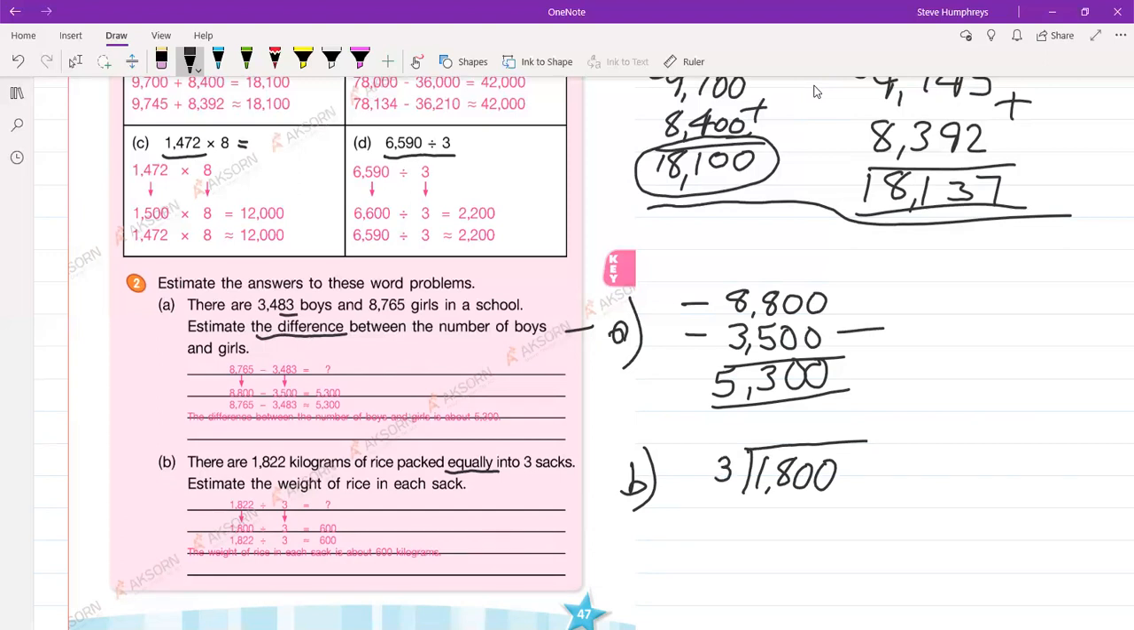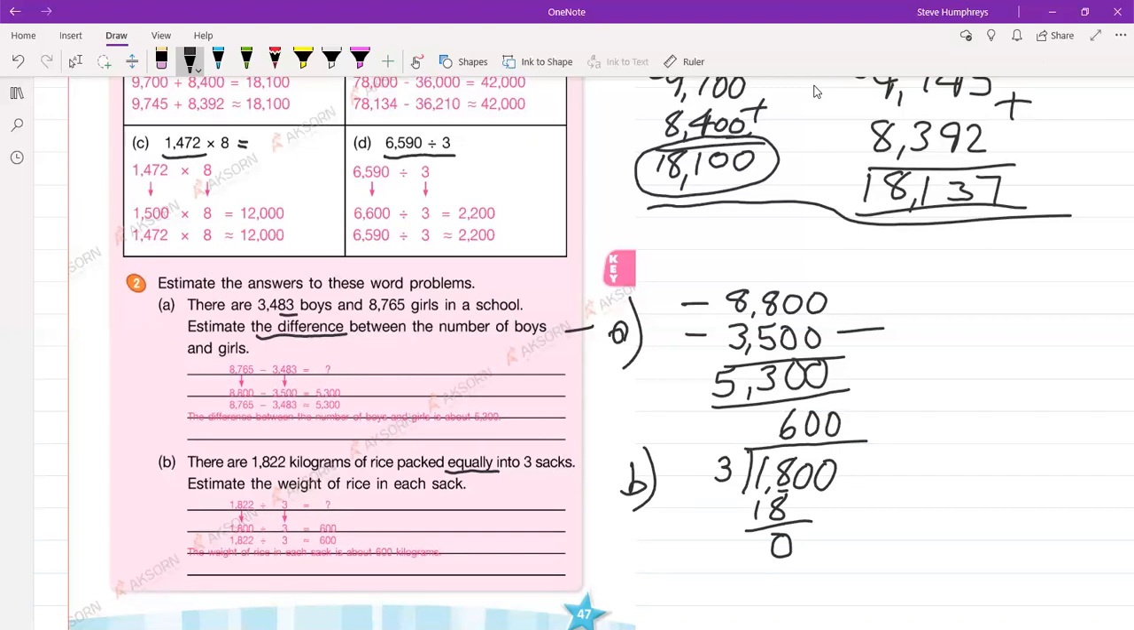Because it says there are 1,822 kilograms of rice packed equally. It's telling you it's a division problem. Estimate the weight of rice in each sack. It's quite a simple division. 3 into 1 won't go. 3 into 18 will go 6. Subtract 18 from 18 is 0. You need to put these 2 zeros here in your answer.